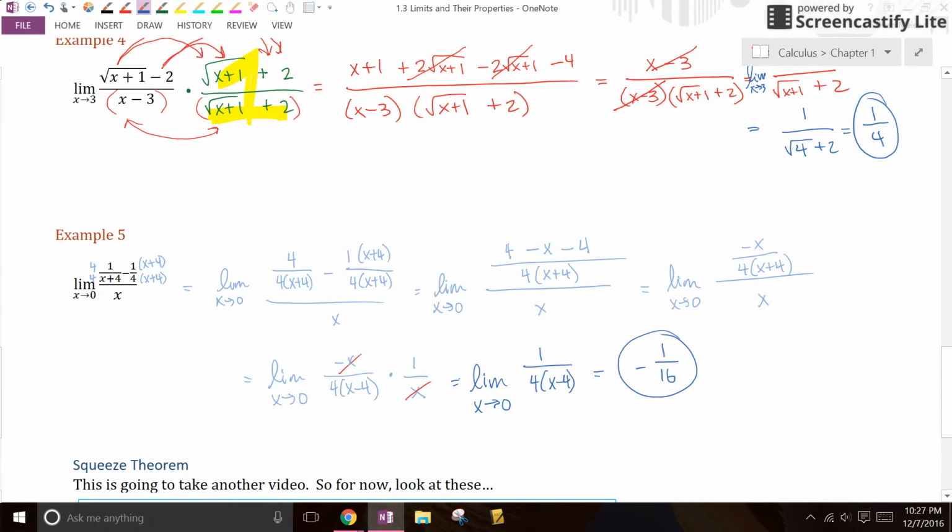Again, grab a graphing calculator, look at it, and I really hope that when x is 0, it should look like negative 1/16. That is you evaluating the limit, right? At x is 0. Whew! That was a ton, and wait, there's more.